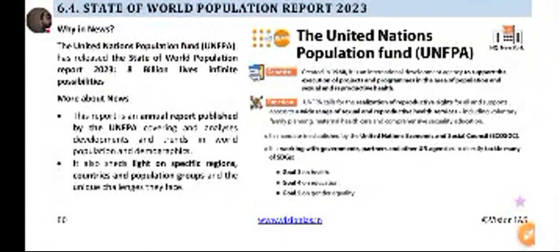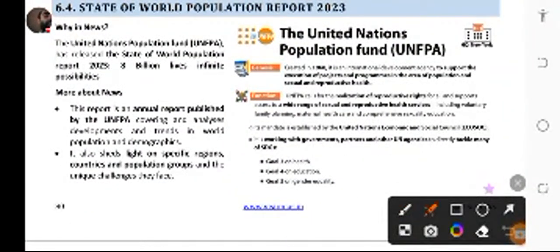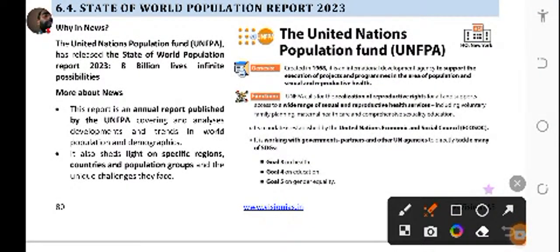After that, what is the United Nations Population Fund? Genesis: created in 1968. It is an international development agency to support the execution of projects and programs in the area of population and sexual and reproductive health functions.